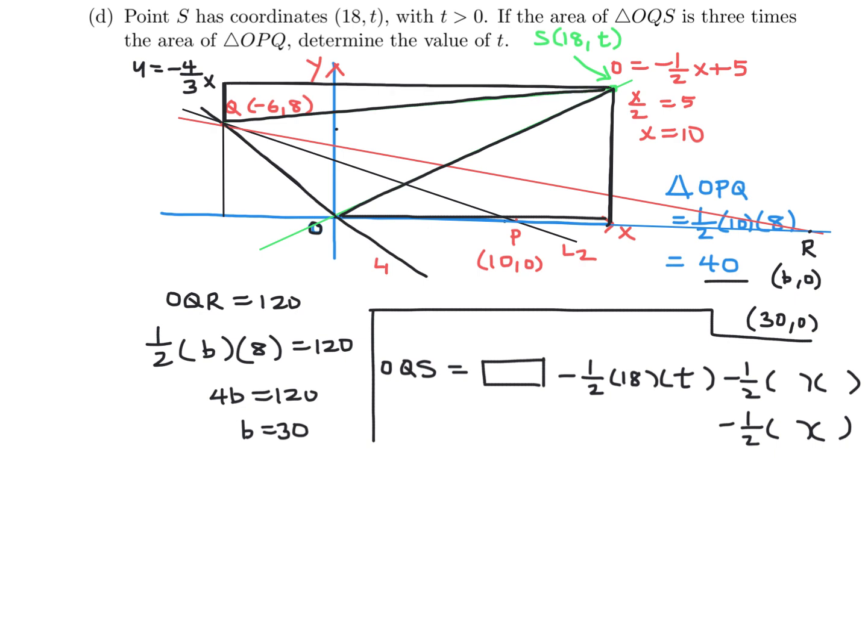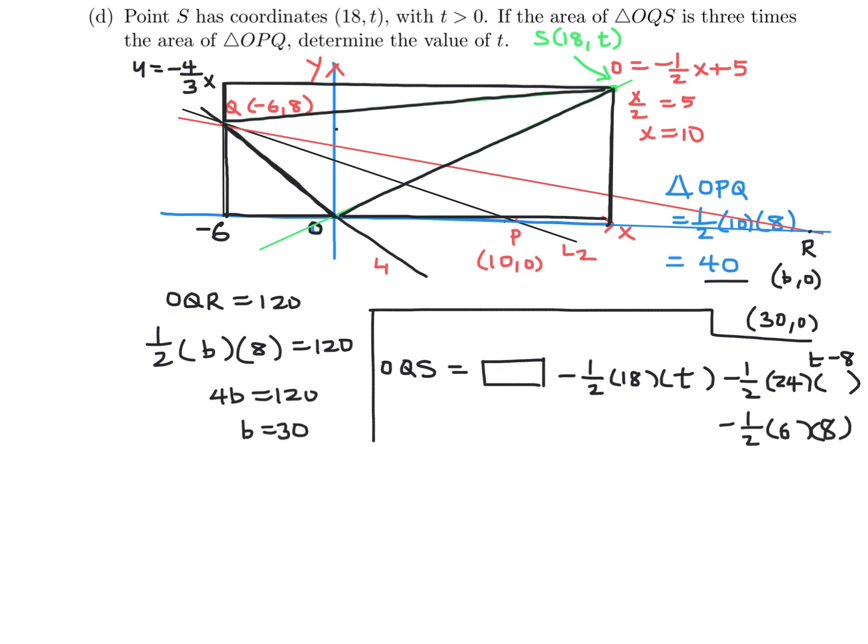So that's going to be, again, 1/2 base times height. So 1/2 the base all the way across. This was minus 6, right? So it's going from minus 6 to 18, so that's going to be 24. And the height is t minus 8. And then the last triangle that I need to subtract is this guy right here. That's going to be 1/2. Base would be 6, and the height would be 8.